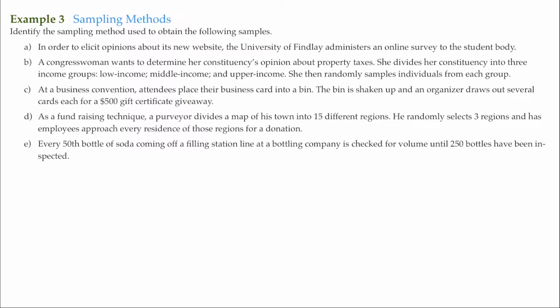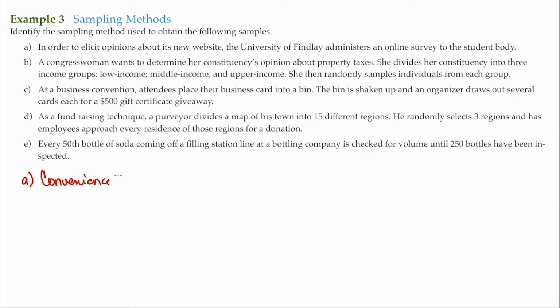Here we're going to identify the sampling method used to obtain the following samples. For A, it says, in order to elicit opinions about its new website, the University of Findlay administers an online survey to the student body. This type of sampling method is known as a convenience sample.